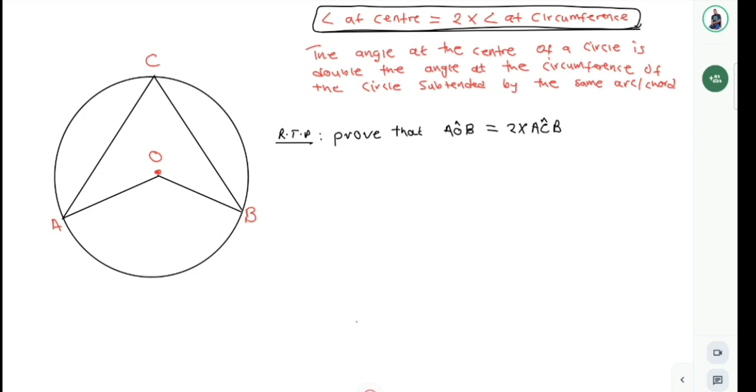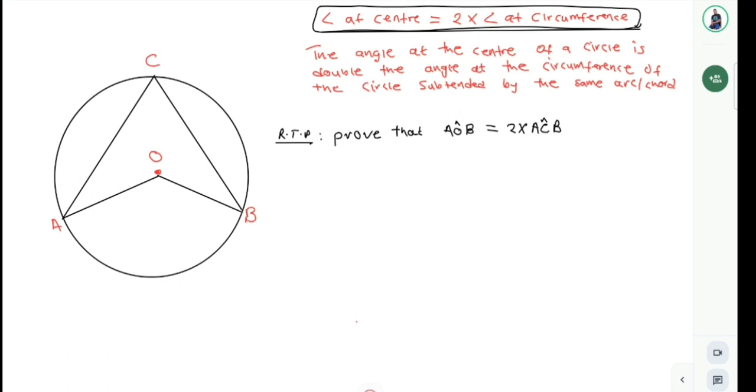They want us to prove that the angle AOB, we're talking about this angle O between A and B, is equal to twice angle ACB. ACB is the angle C between letters A and B, and this angle is the angle at the circumference of the circle. So they want us to prove that this angle at the center, denoted as AOB, is equal to twice the angle at the circumference of the circle.